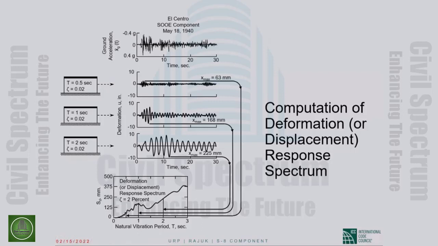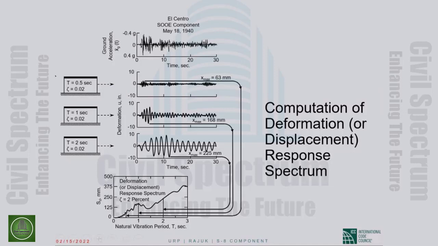Okay, it in a way reflects the accelerogram, but obviously it has a different signature. And the maximum displacement from that displacement history is 63 millimeters.